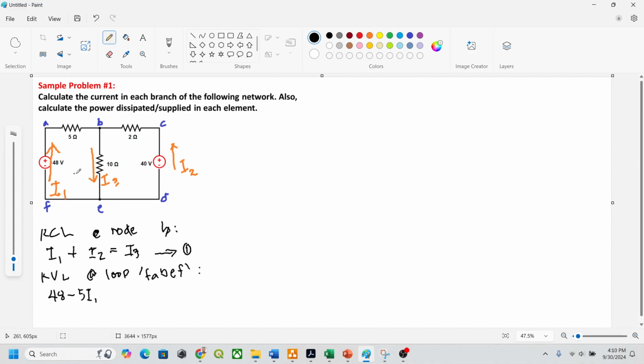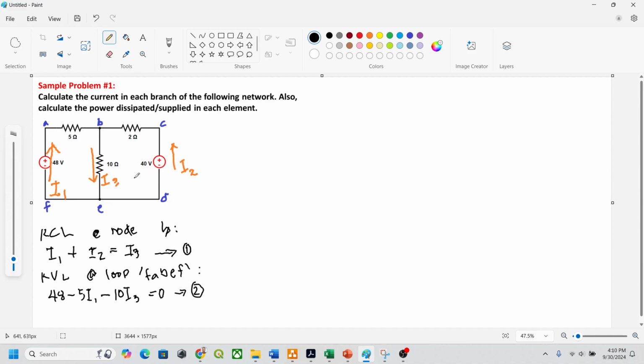Okay? And here, the loop direction is that way because we'll be having our KVL in this direction. The loop direction is also similar to the current direction. So we have also minus 10I3. Alright. And this will be equal to 0. And this will be our equation number 2.